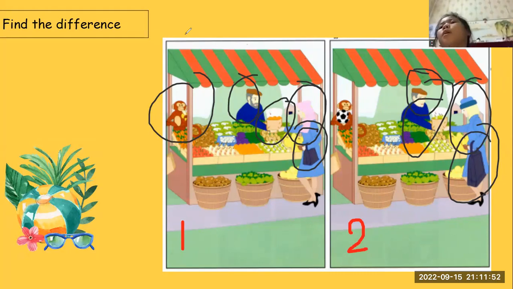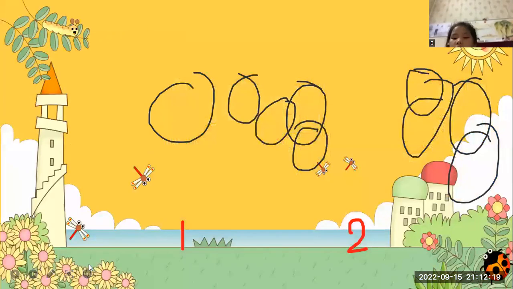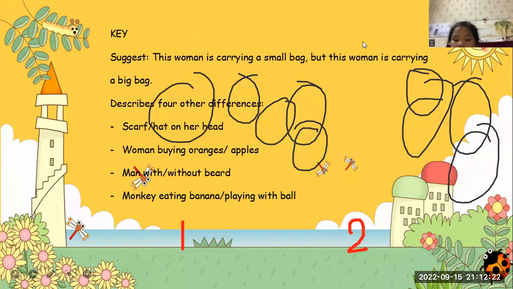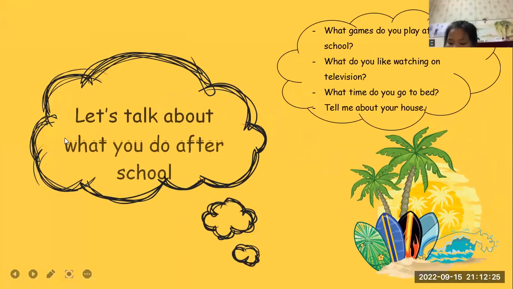In the picture one, the girl has a small handbag, but in the picture two, the woman has a big handbag. Very good. Okay, so those are the answers. Here, I want you to answer my question. Let's talk about what you do after school.